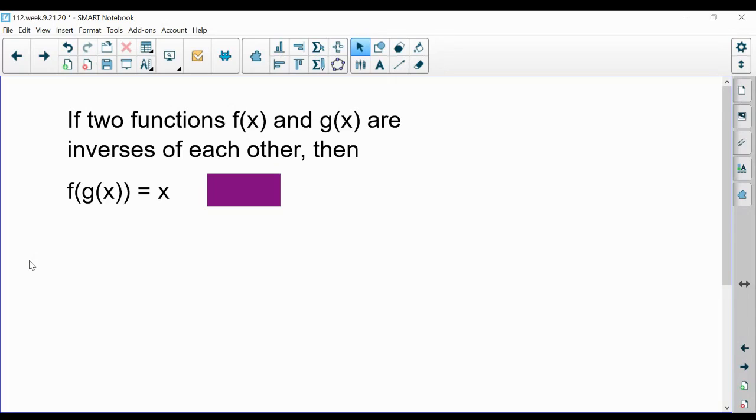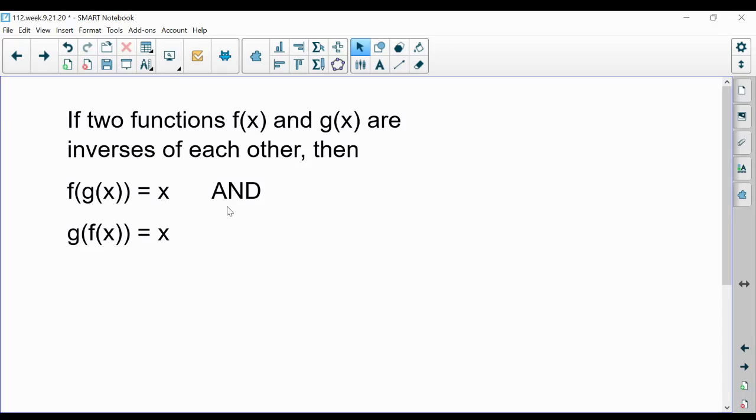And before we go on to that, we need to define one more thing. To verify if two functions are inverses of each other, you need to take their composition. But since composition is not commutative, you have to do it both ways, f of g and g of f, and the result has to be x.